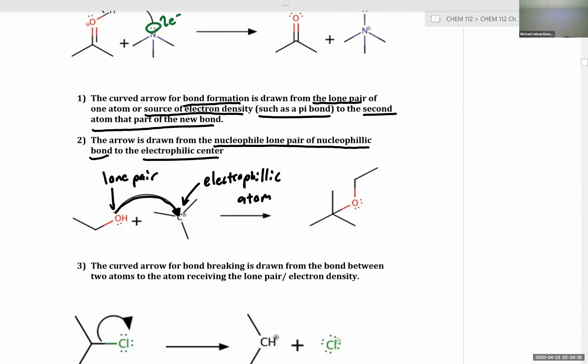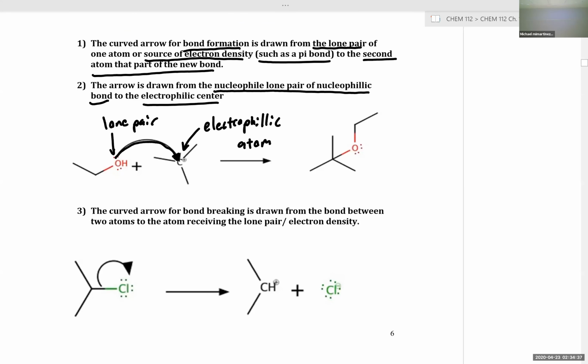Okay, so let's talk a little bit about bond breaking events. The curved arrow for bond breaking is drawn from the bond between the two atoms to the atom receiving the lone pair or electron density. So if we're breaking our bond asymmetrically, this arrow is saying that our two electrons move to chlorine. So we generate a carbocation and an anion.